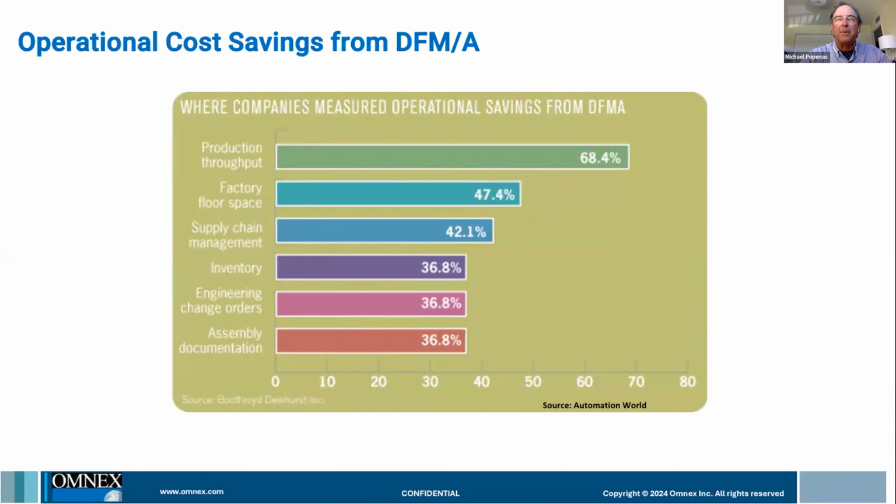So when we look at the opportunity costs, when we talk about reducing the number of parts and the use of some of these rules and evaluation techniques that we're going to talk about today, here's what's available to us. And this is from years of study that actually came out of Automation World on operational savings from using design for manufacturing and assembly techniques regularly and in a disciplined way. Throughput, 68% opportunity by making components easy to assemble.